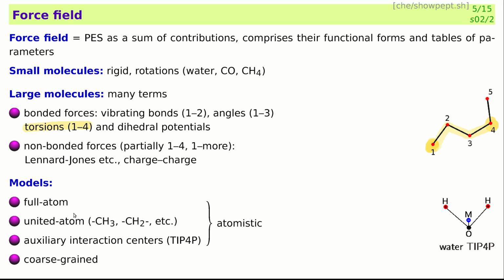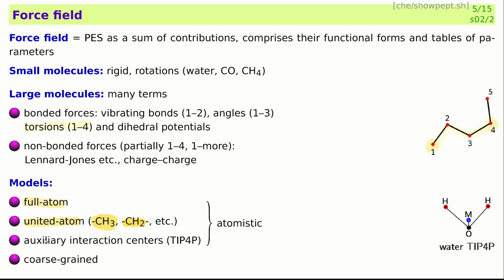As regards the types of atomistic models, we have full atom models, that is, all hydrogens are included. We can have simplified models where groups which are not very dipolar, like methyl or methylene, are treated as one Lennard-Jones superatom, or called united atom, which is larger.